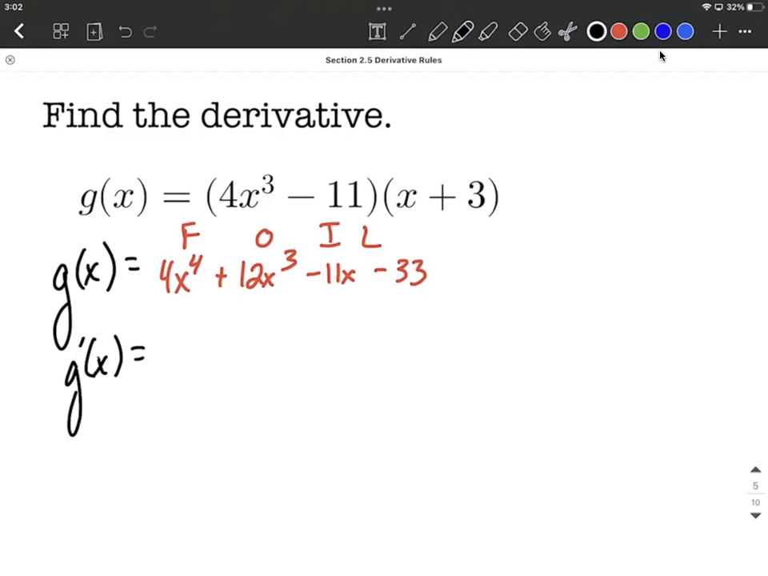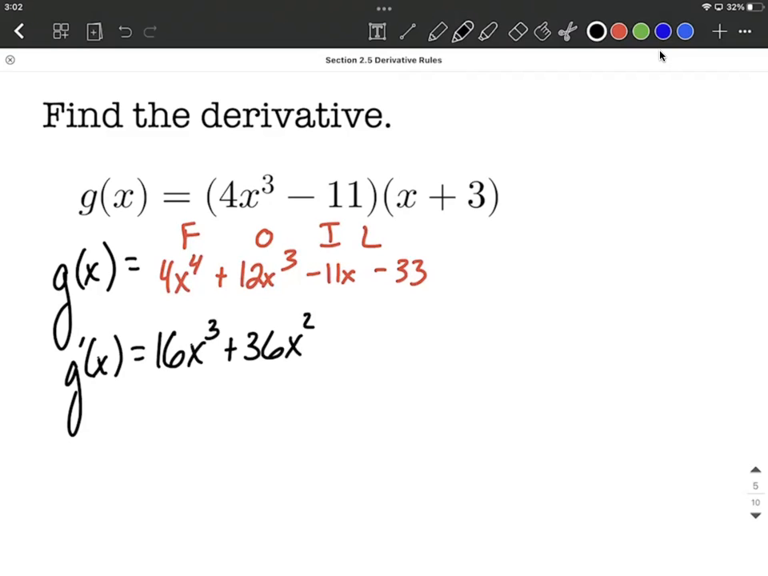So power rule, one term at a time. First, 4x to the fourth, we're going to bring the exponent down in front and multiply by the 4, that's the coefficient. So we get 16, and then x to the 4 minus 1 makes 3 for our new exponent. Plus, again, power rule for that second term, bring the exponent down in front, multiply by the 12. So 3 times 12 makes 36. Reduce the exponent by 1, so 3 minus 1 makes 2.